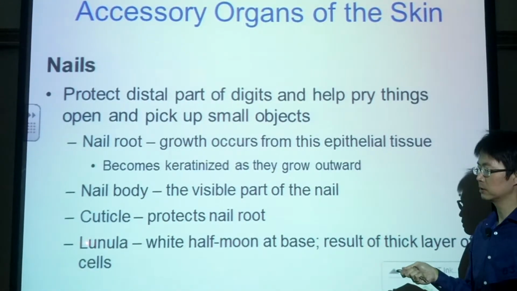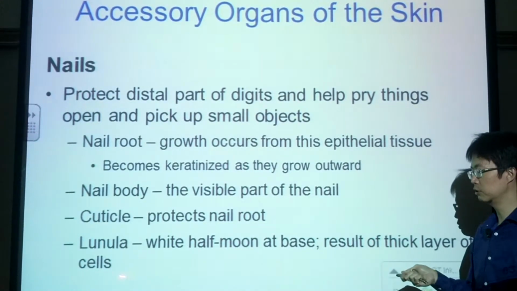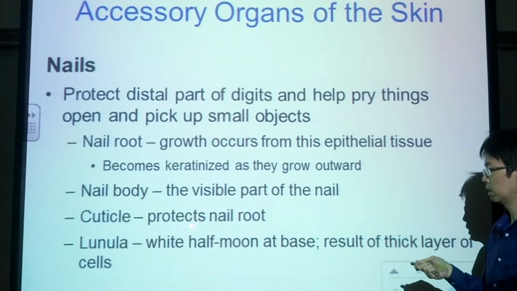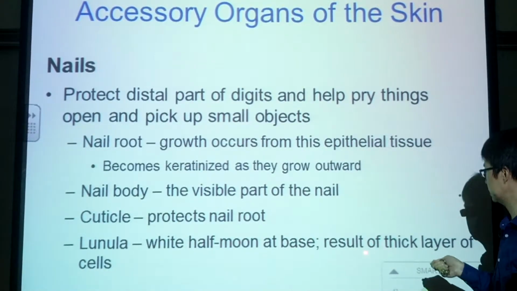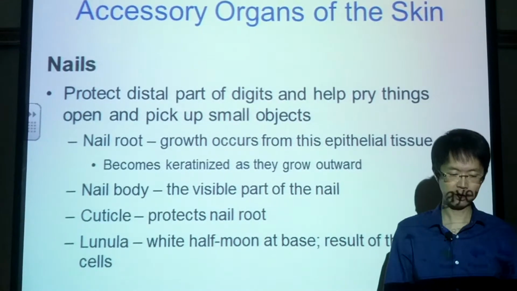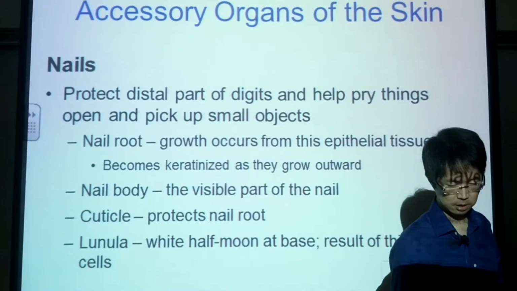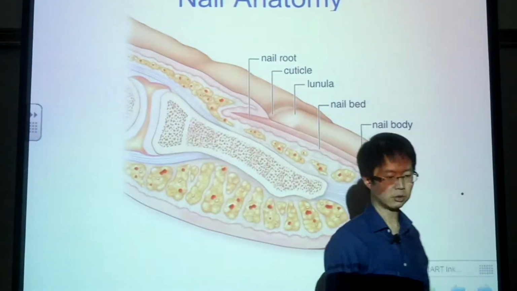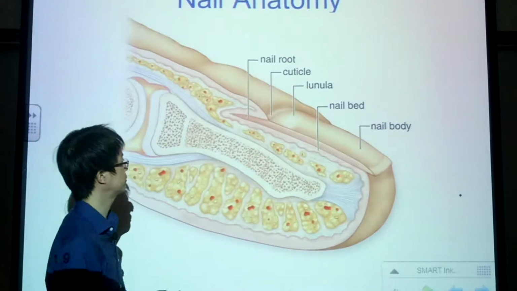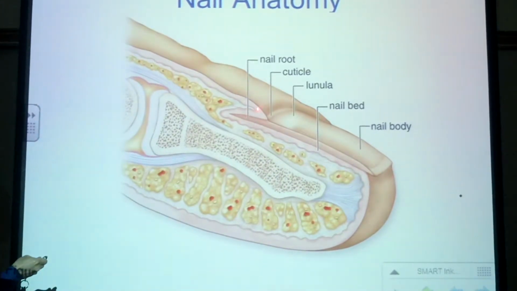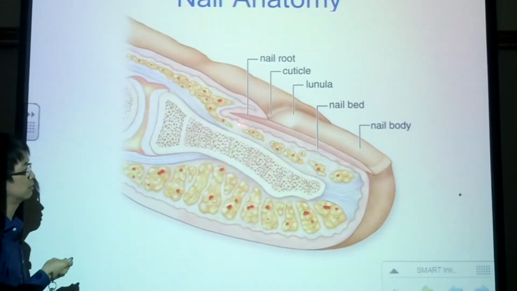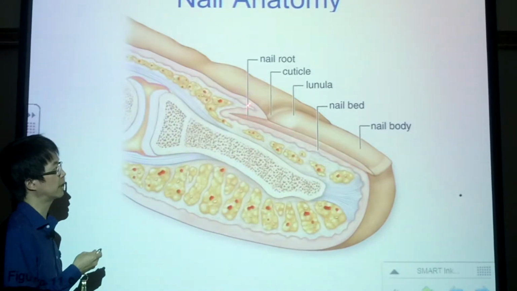nail root. There's something called lunula. Lunula, they are the white half moon at the base. They are the thickening of the cell. So you can see this part, very simple. Nail root, where the growth occurs, you have dividing cell there.